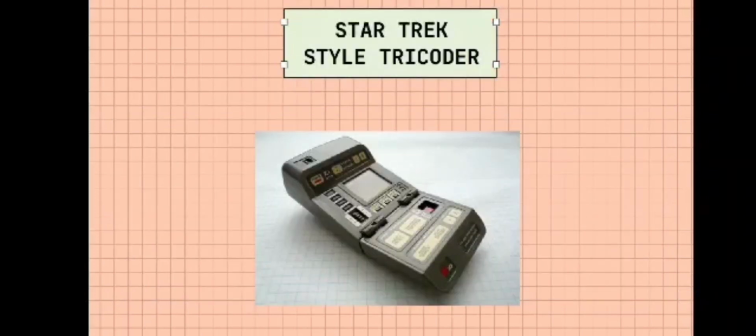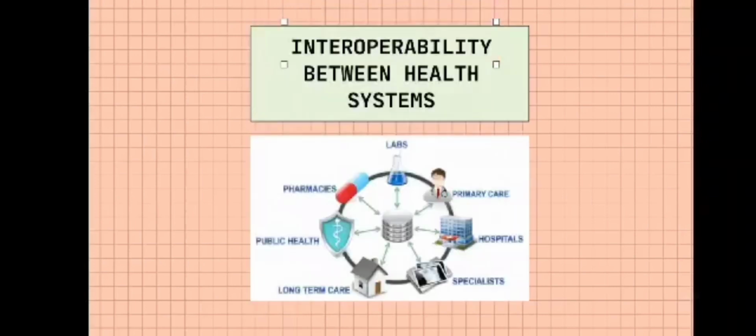First one is the Star Trek style tricorder. It helps the doctors detect disease and collect vital information about the patient's condition. Next is interoperability between health systems. It creates a workflow that allows the transfer of information between healthcare facilities.